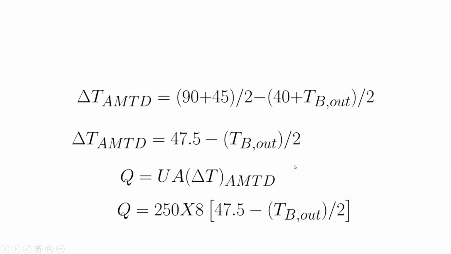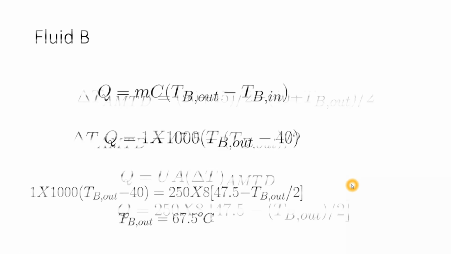You can see here Q is equal to UA delta T AMTD. We know that U is equal to 250 and A is equal to 8, and I have put in this value of delta T AMTD. So I have got this expression. Now I will use the fluid B.